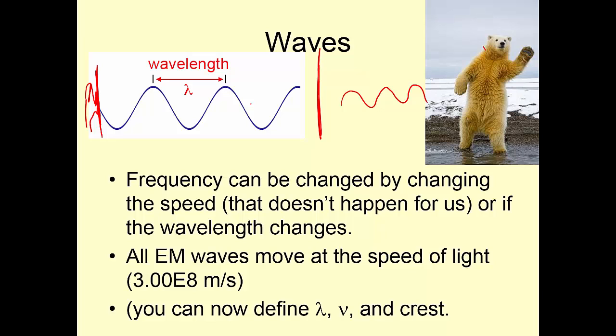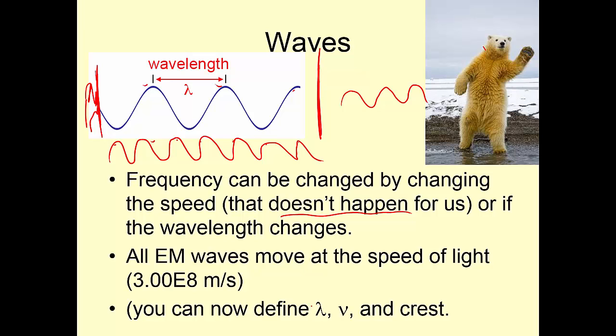Frequency can be changed by changing the speed. Now that doesn't happen for us because everything moves at the speed of light, or if the wavelength changes. So if I'm pushing at the same speed and I have something that looks like this, it would be bam, bam, bam, bam, bam. Same speed, bam, bam, bam. So see how frequency is different. And frequency also impacts the amount of energy that we have. All electromagnetic waves move at the same speed.